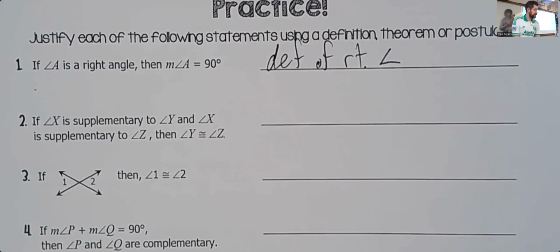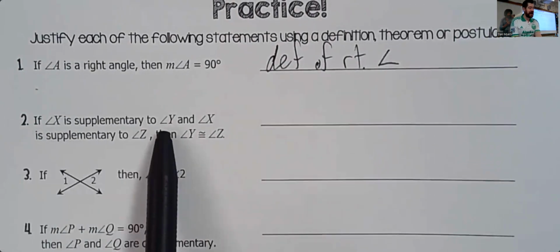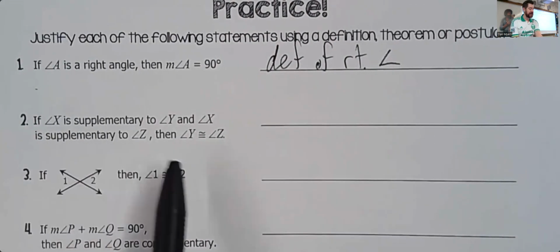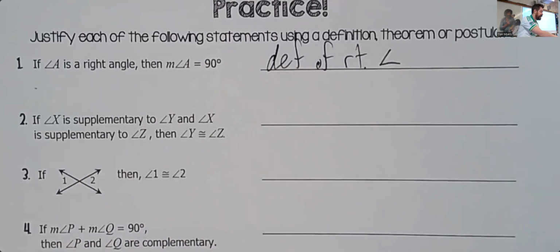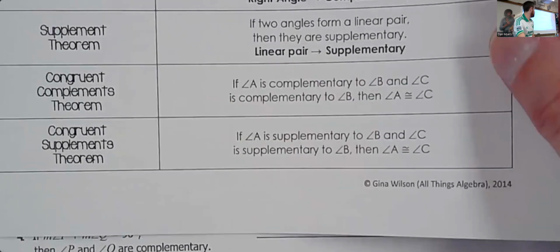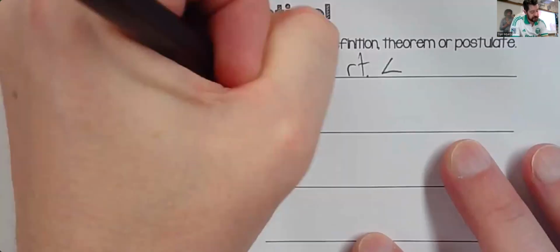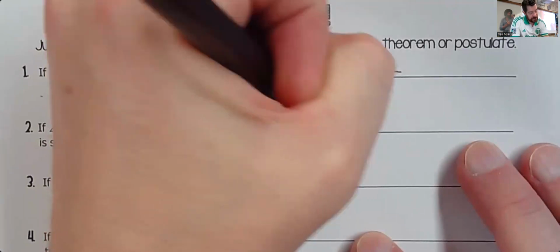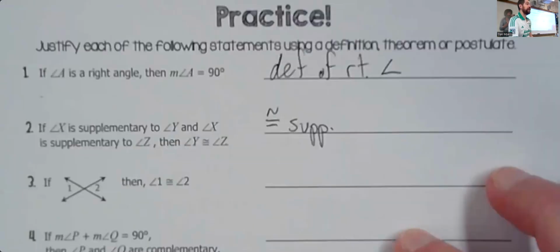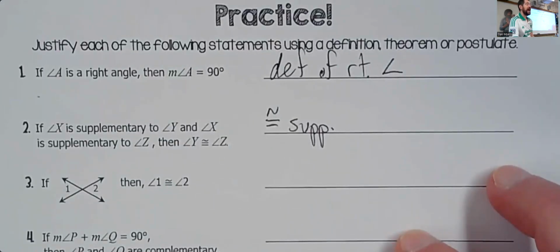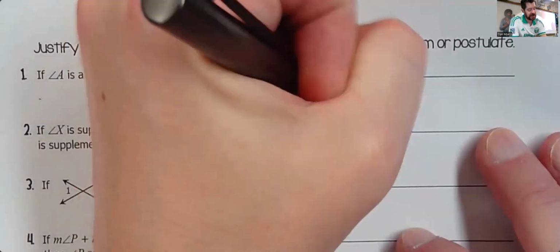Congruent supplements theorem. Good. So if X is supplementary to Y and X is supplementary to Z, then Y is congruent to Z. That would be the congruent supplements theorem that we just saw at the bottom of the page that we just flipped over from. We'll call this the congruent supplements. I'm just going to say sup. And then theorem, by the way, is abbreviated THM.